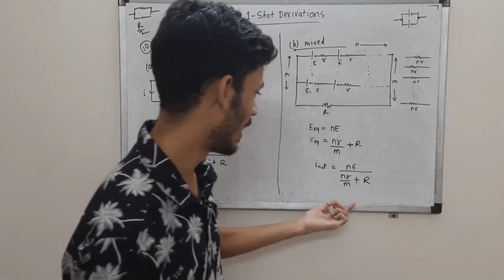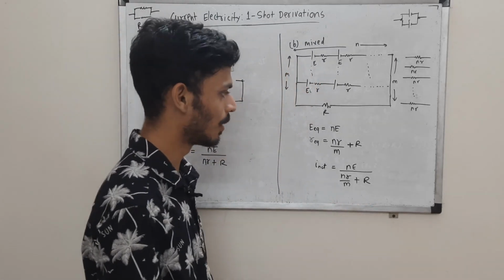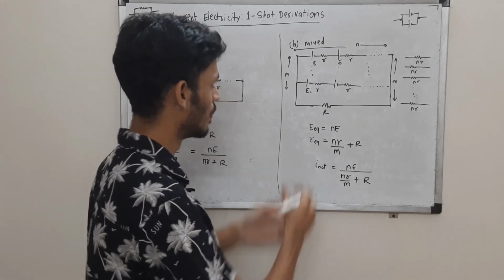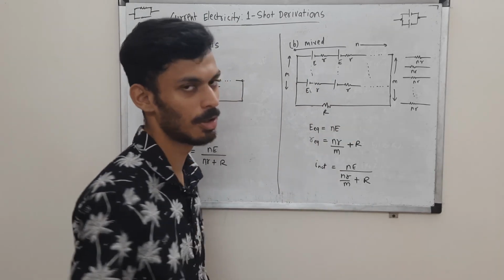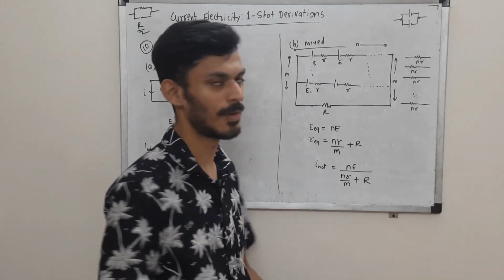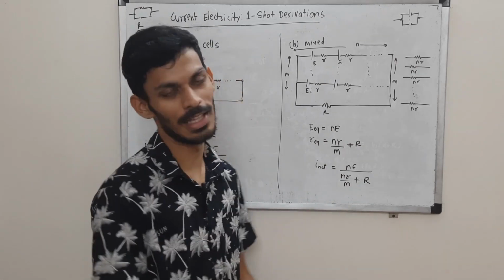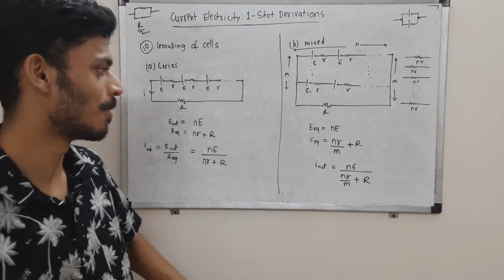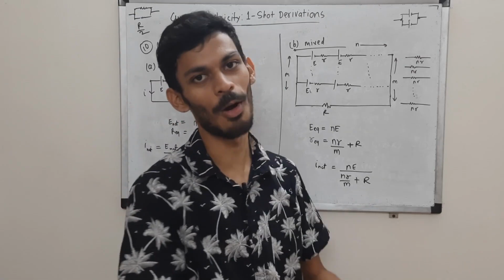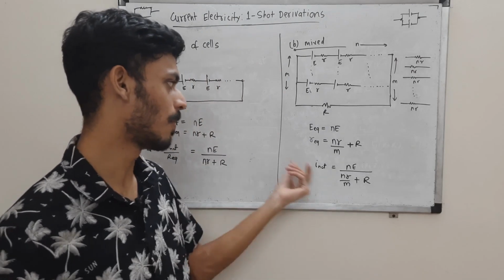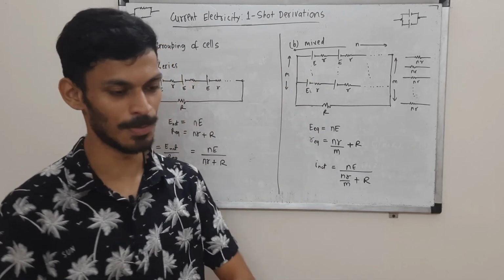Anyways, that is the net electric current that you get from this type of arrangement. Do let me know in the comment section what is the condition for the current to be maximum in this case. I think I mentioned this in the previous class, but anyways, do let me know in the comments what is the condition for maximum current in this type of arrangement.